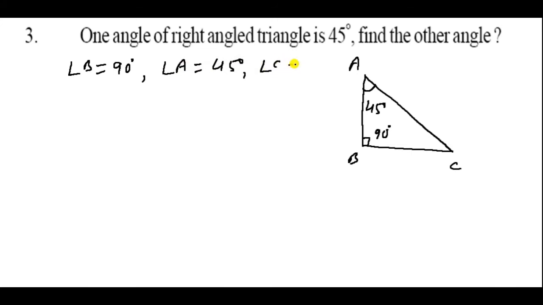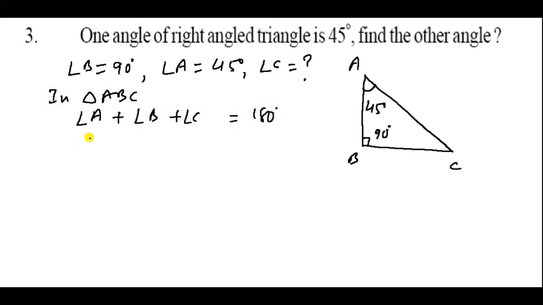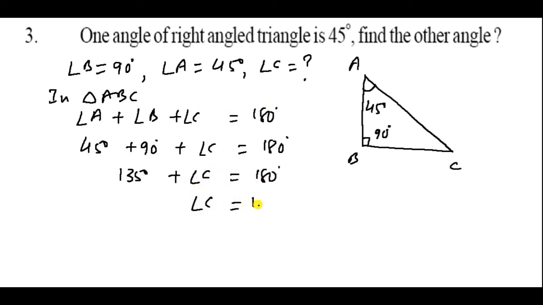Now we want angle C. So how can we find it? In triangle ABC, the sum of all the angles, angle A plus angle B plus angle C, is equal to 180 degrees. Now put the values: A is 45 degrees and B is 90 degrees, plus angle C is equal to 180 degrees. So you can add, it is 135 degrees plus angle C is equal to 180 degrees. So angle C is equal to 180 degrees minus 135 degrees, so it becomes 45 degrees. So angle C is equal to 45 degrees.